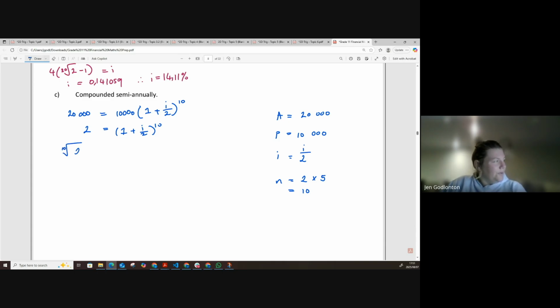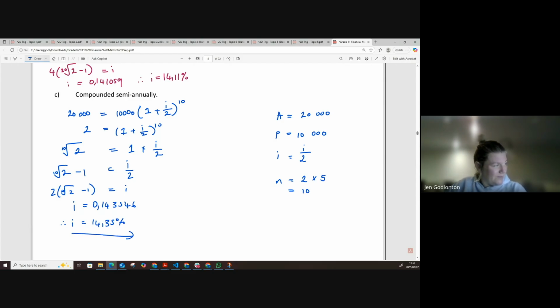Going to root that, and we're left with our 1 plus I over 2. Then we're going to subtract our 1 and multiply that all by 2. And then we're going to stick that into the calculator exactly like that. And we'll see that I is equal to 0,1435446. So as a percentage, it will be 14,35%. Okay, are we feeling confident with this? Are we feeling good? Good.